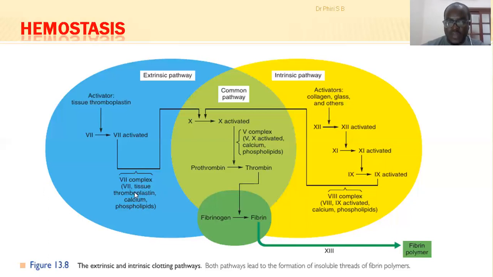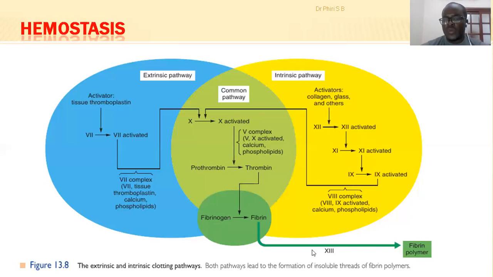To form this complex, factor 7 complex, the factor 7 complex is the one now that will activate factor 10. Factor 10, once activated, the activated factor 10 will activate factor 5, and the factor 5 will form factor 5 complex, where you need factor 5, the activated form of factor 10, calcium, and phospholipids. That will also convert the prothrombin into thrombin. The prothrombin, once it has been converted into thrombin, the thrombin will convert fibrinogen into fibrin.